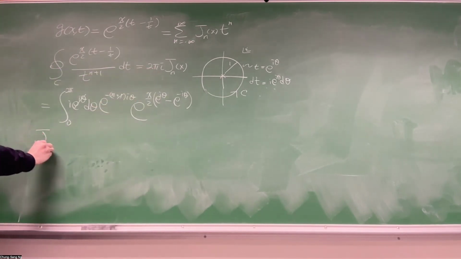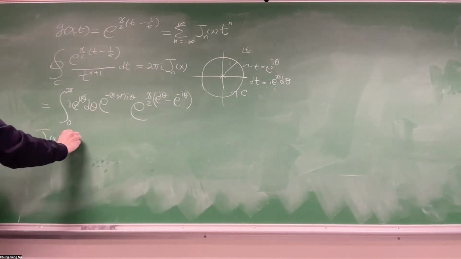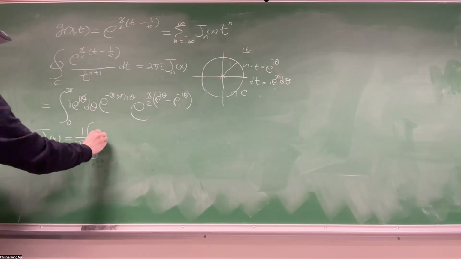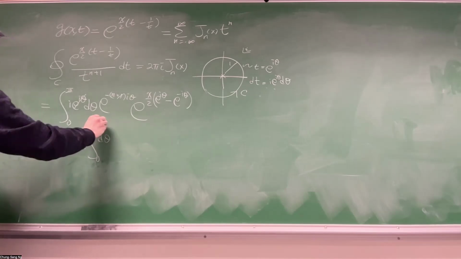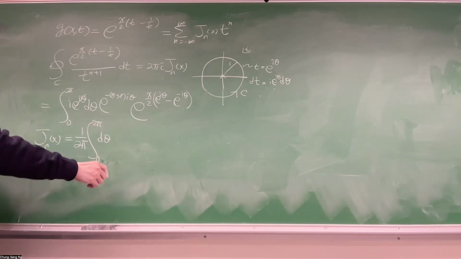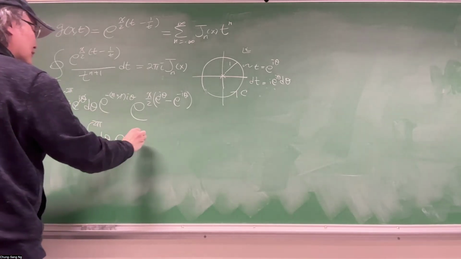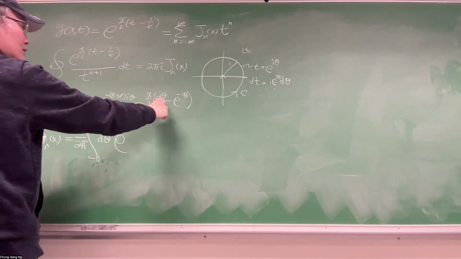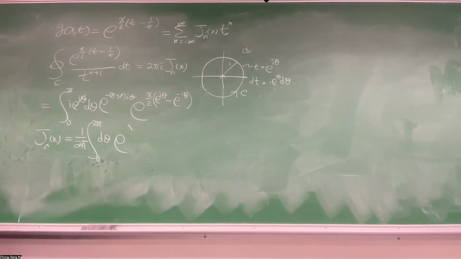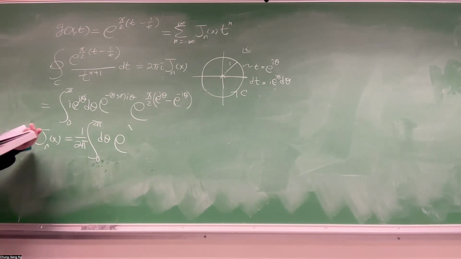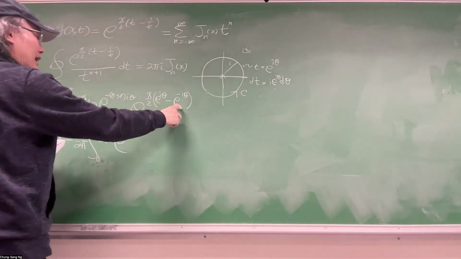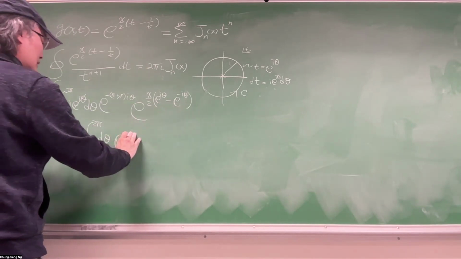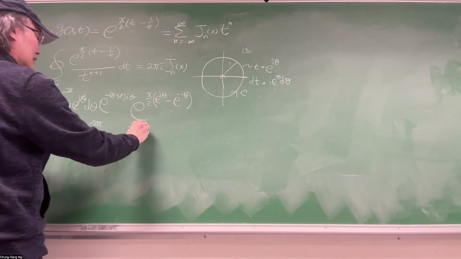So J sub n of x now becomes 1 over 2 pi, integrating d theta from 0 to 2 pi, of an exponential function of x. Now you can simplify e to the I theta minus e to the minus I theta using the Euler relation. So this is 2I sine theta, so the 2I becomes I x sine theta.